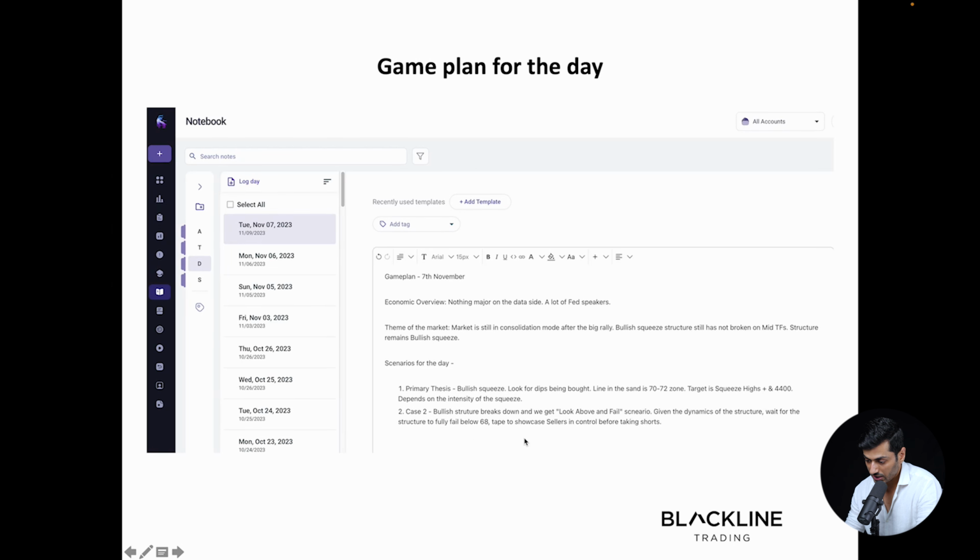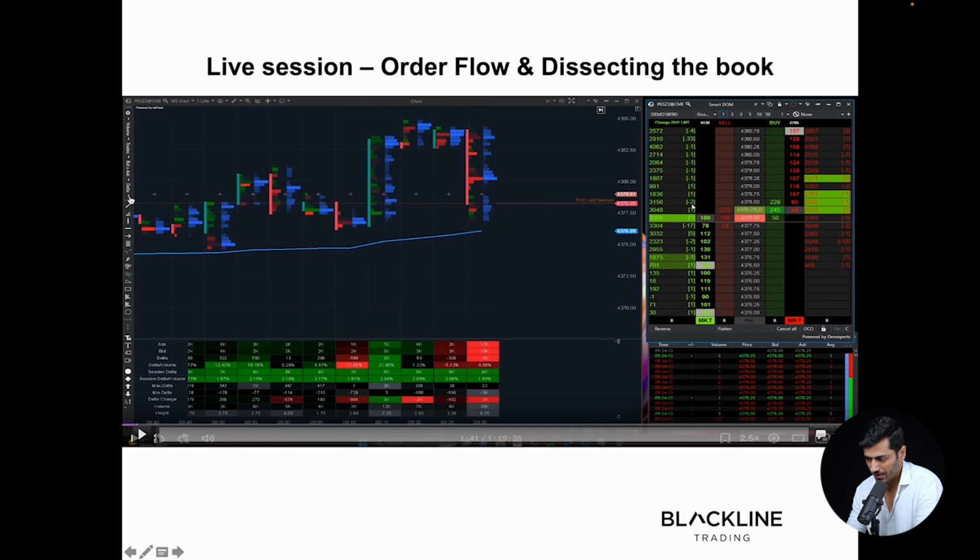And we want to see two things. We want to see sellers completely take control. And secondly, we want the structure to break down very, very strongly. Right. So these were my two scenarios for the session. Let's look at how the session unfolded. Now, this is a recording of the live session. This is my platform. Let's go ahead and hit the play button and let's see what happens.